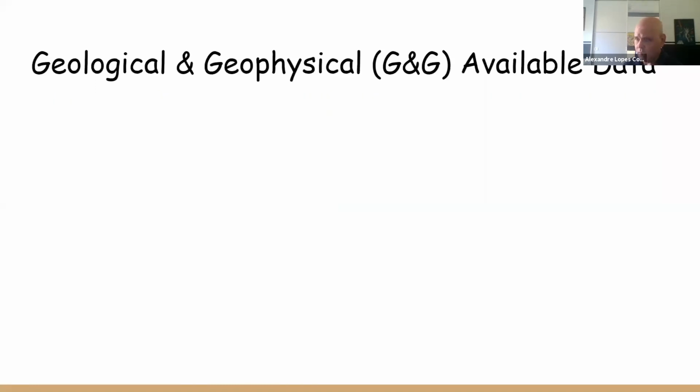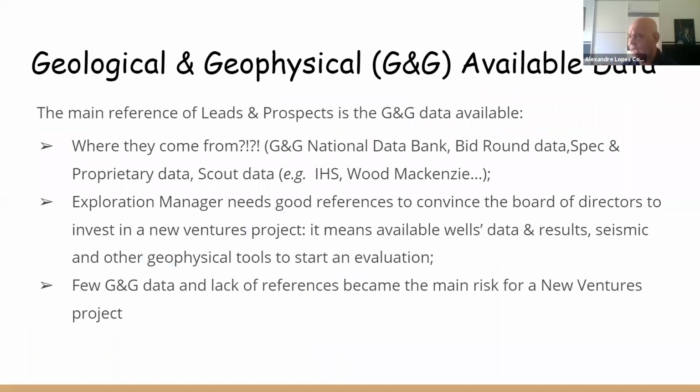So the main reference that we have for the leads and prospects is for sure the available G&G data. We must know the origin of this data, where they come from. If the geological or geophysical data came from, for example, a national data bank, that's pretty good. Or if they came with a bid round data package, it's pretty good because it concerns a well drilled in the basin, and so it's something physical and reliable.